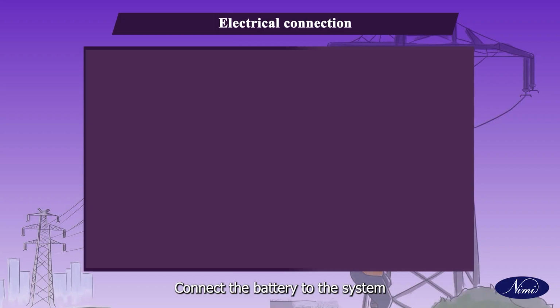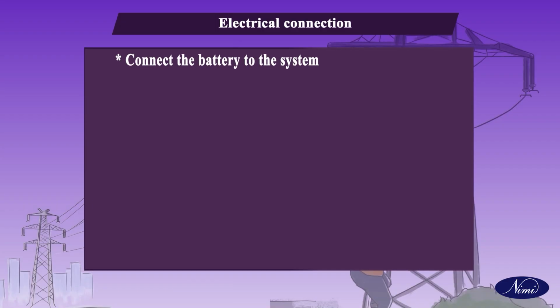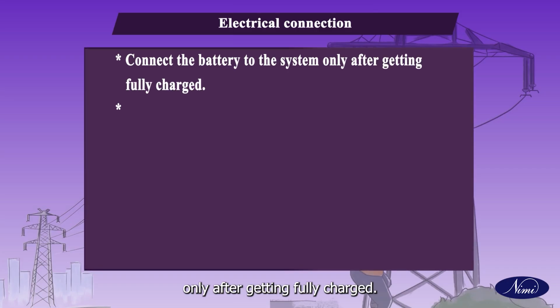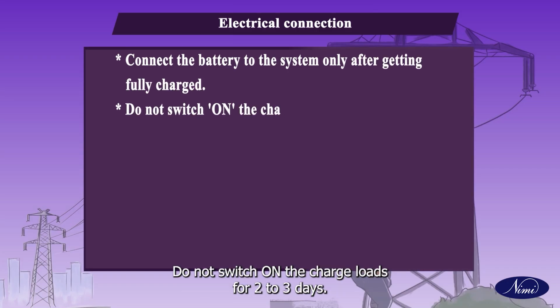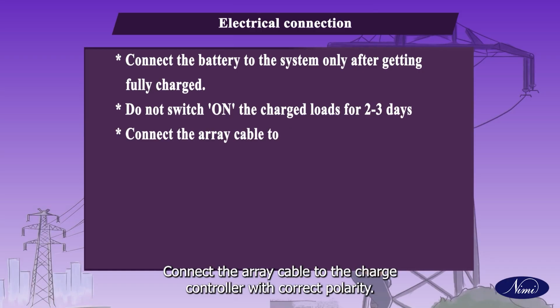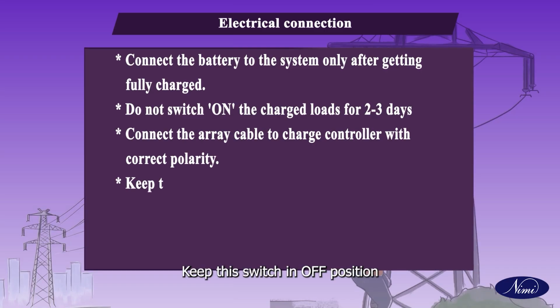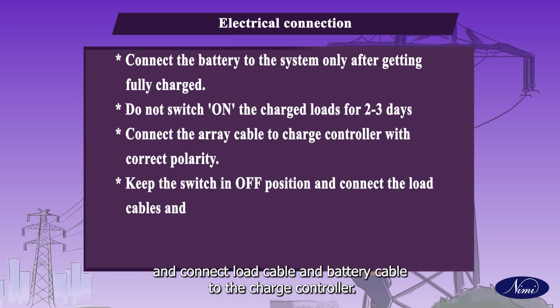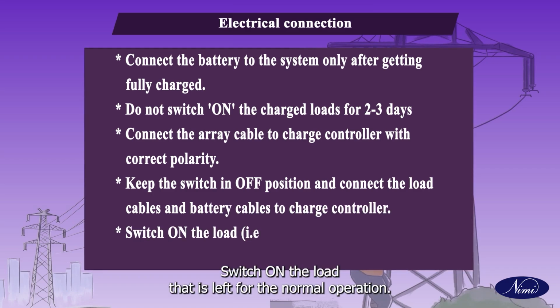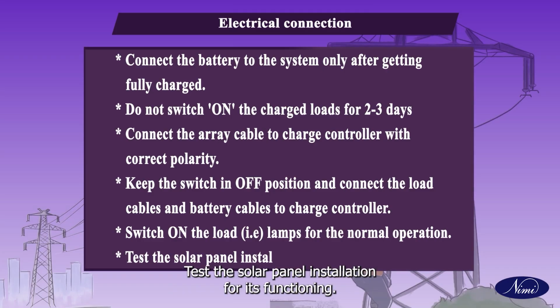Electrical connection. Connect the battery to the system only after it is fully charged. Do not switch on the loads for 2 to 3 days. Connect the array cable to the charge controller with correct polarity. Keep the switch in the off position and connect the load cable and battery cable to the charge controller. Switch on the load, that is the lamp, for normal operation. Test the solar panel installation for its functioning.